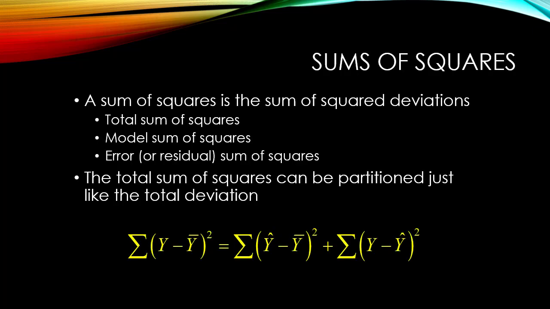We have defined three types of deviations, so there are three types of sums of squares. The total sum of squares is the sum of squared deviations about the mean. The model sum of squares is the sum of the squared model deviations. The error or residual sum of squares is the sum of the squared deviations from the regression line. Just as the model deviation plus the residual deviation equals the total deviation, the model sum of squares plus the residual sum of squares equals the total sum of squares. The total sum of squares can be partitioned, just as we can partition total deviation.